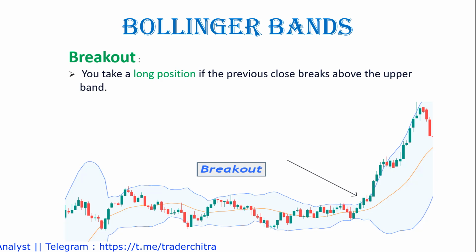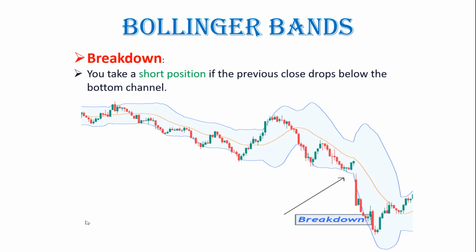What is called a Bollinger Band breakout? Here we can see this is the breakout. Why are we calling this a breakout? That means the upper Bollinger Band is going up and the lower Bollinger Band is coming down, and the price is also above the mid band. You can take a long position if the previous close breaks above the upper band. So this is called a breakout.